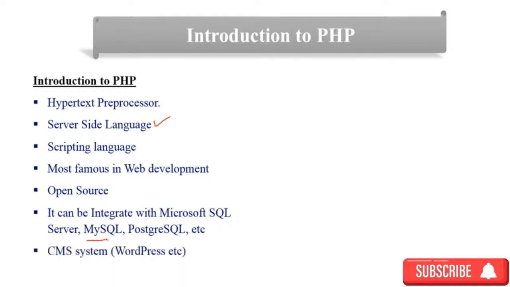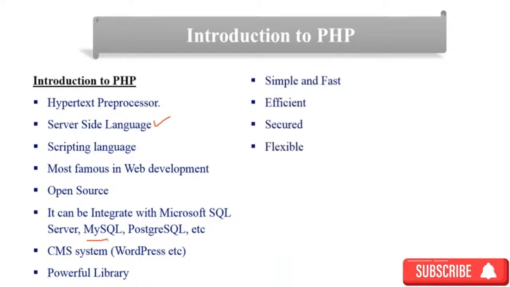You can also create CMS systems using PHP. You know that WordPress is a very famous CMS system written with PHP. Joomla and Drupal are also developed with PHP. It has a powerful library. You can use that library to get any type of functionality. Simple, fast, efficient, secure, flexible: these are different characteristics that PHP has.